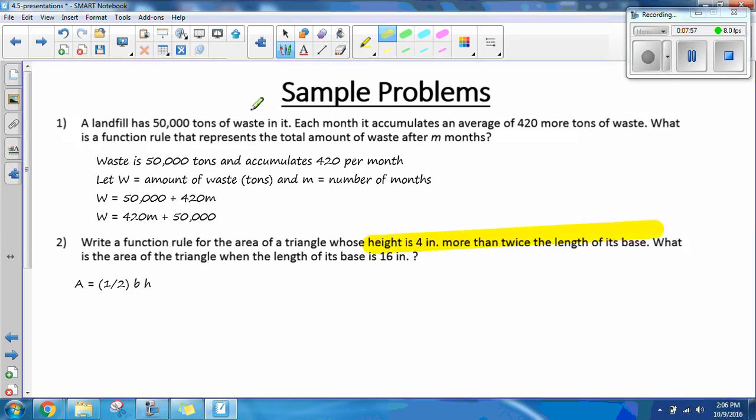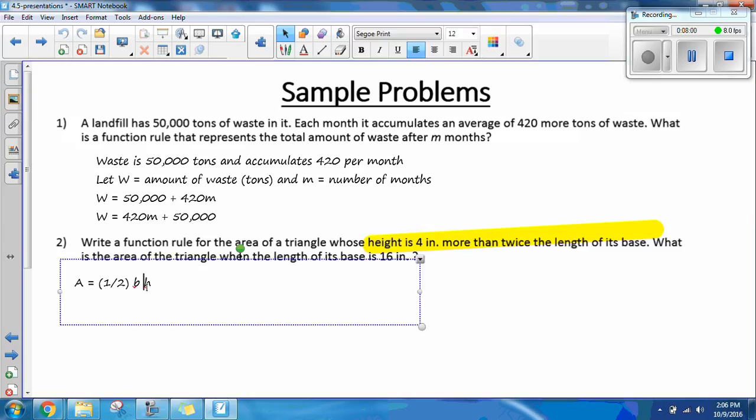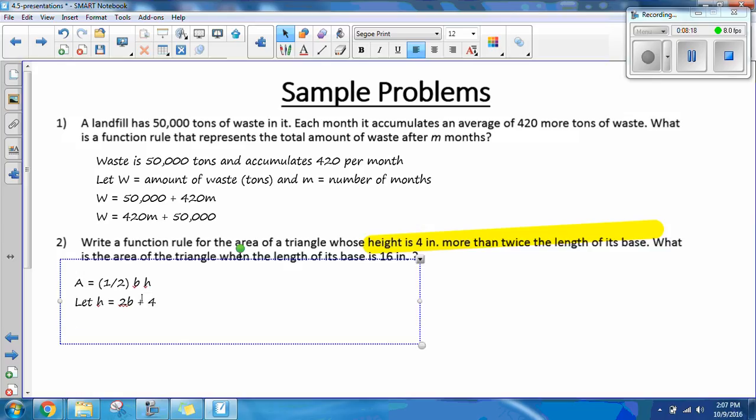So let H represent the height, which equals 4 more than twice the length of the base. So if I have my base and I multiply it by 2, and then I add 4 to it, that should equal the height of the triangle. Now we can substitute that in for the H in our original equation. So we can have A equals 1/2 times our base times our height, which we will now substitute 2B plus 4.